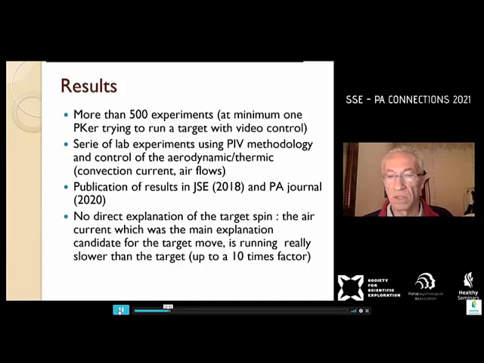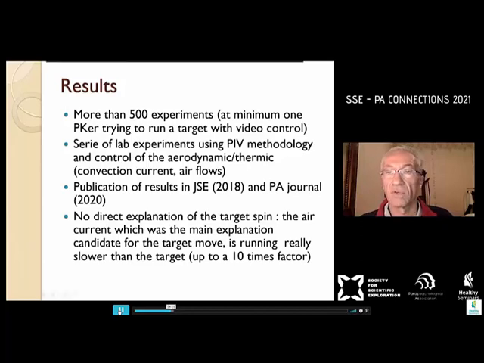The air current, which was the main explanation candidate, is not good, because in fact the target is spinning 10 times quicker than the airflow around.